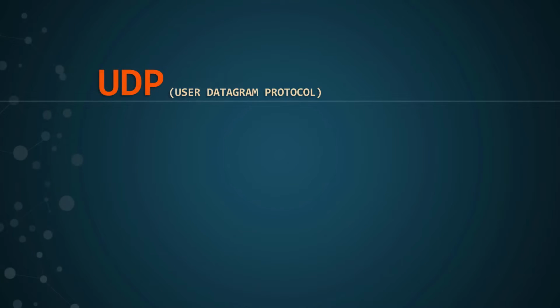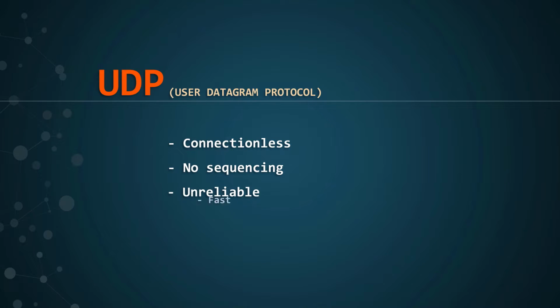Next we move on to UDP. UDP is connectionless, which means it does not need to establish a connection before sending segments. It doesn't have sequencing like TCP, which means it doesn't have to reorder segments when receiving data. UDP is unreliable, and that means it doesn't retransmit data, unlike TCP. And UDP is fast, that's why we use it for VoIP, for video or voice over IP communication.